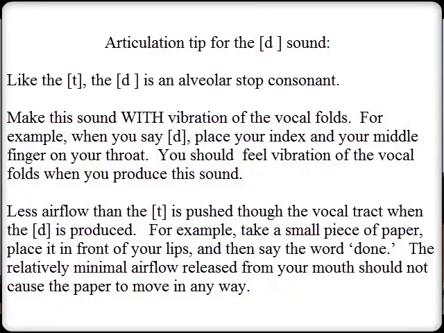Articulation tip for the D sound. Like the T, the D is an alveolar stop consonant. Make this sound with vibration of the vocal folds. For example, when you say the D sound, place your index and your middle finger on your throat. You should feel vibration of the vocal folds when you produce this sound.